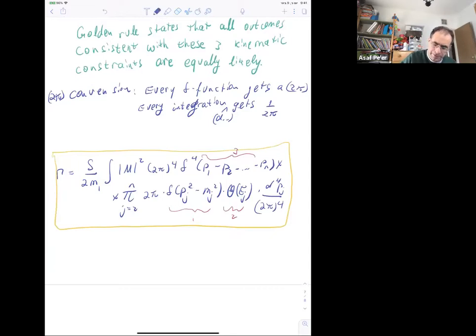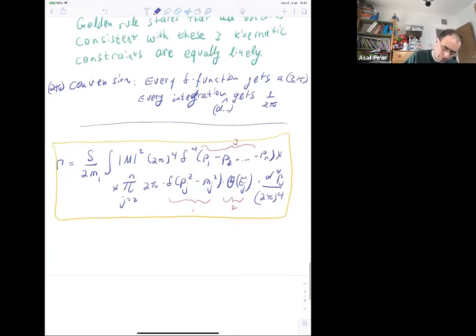Okay, so now let's make some simplification. So, simplification.